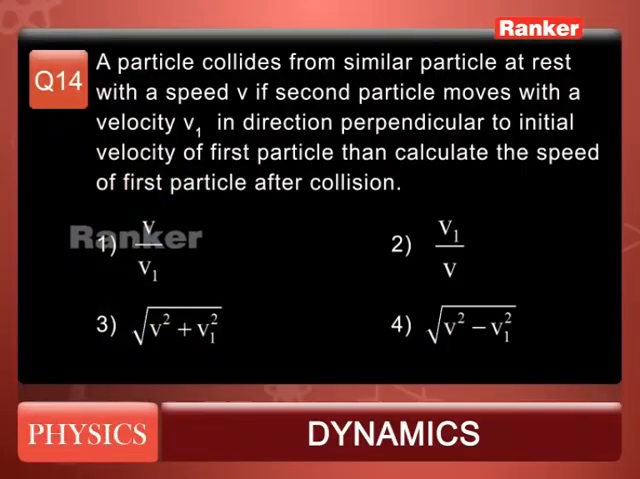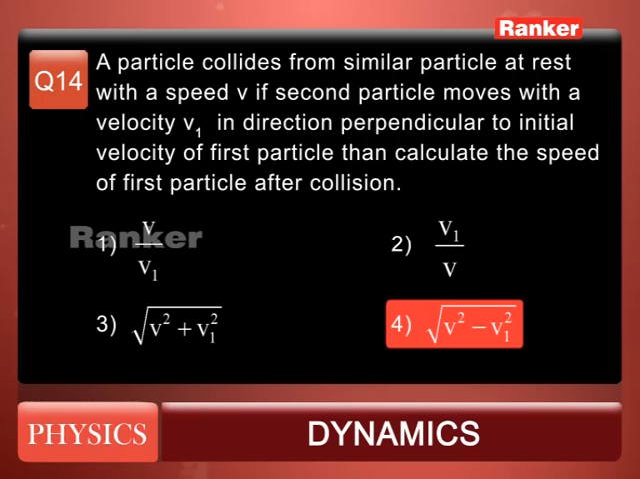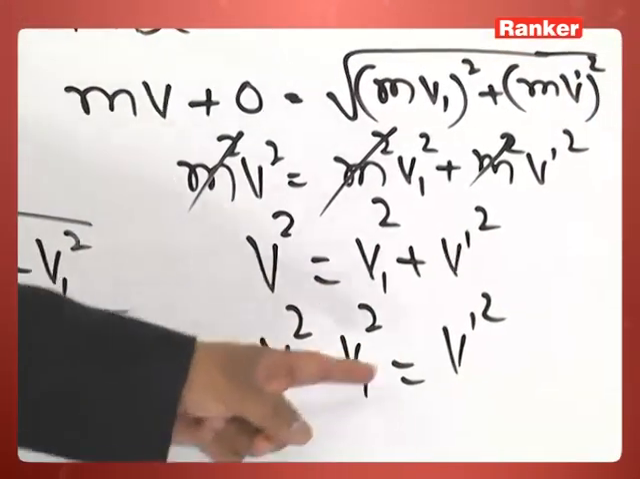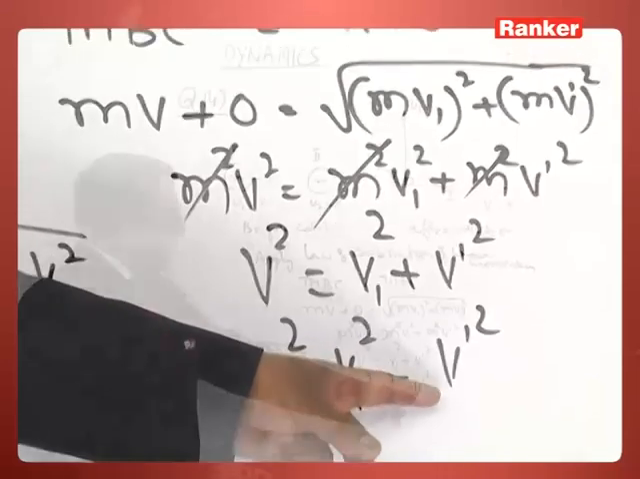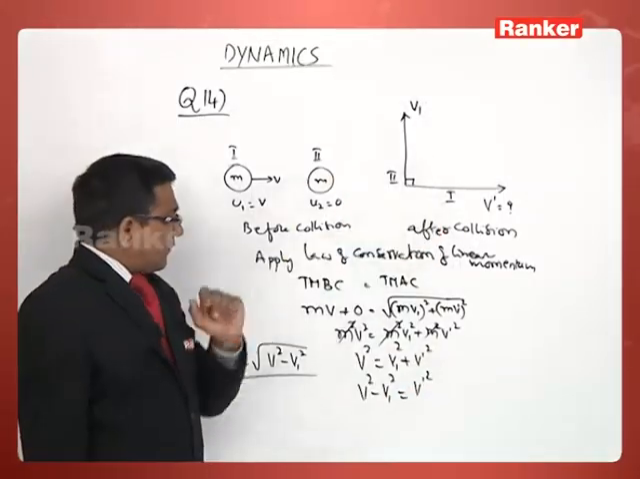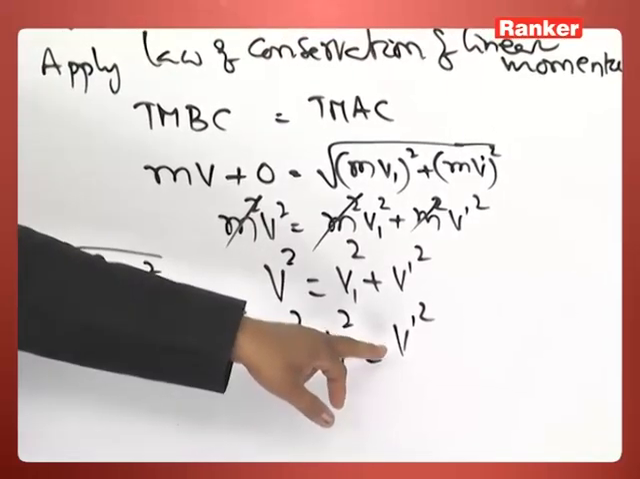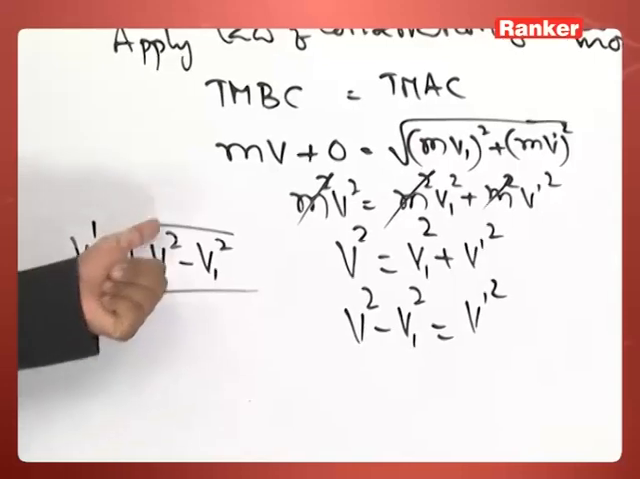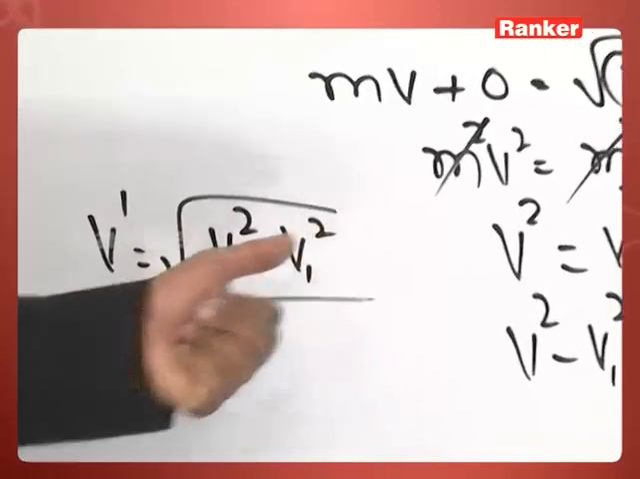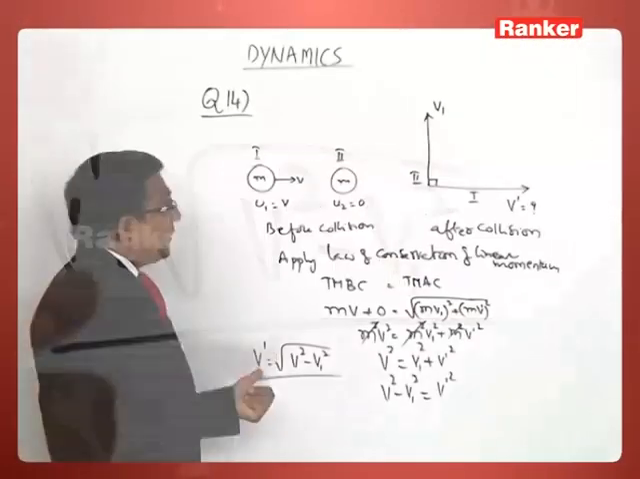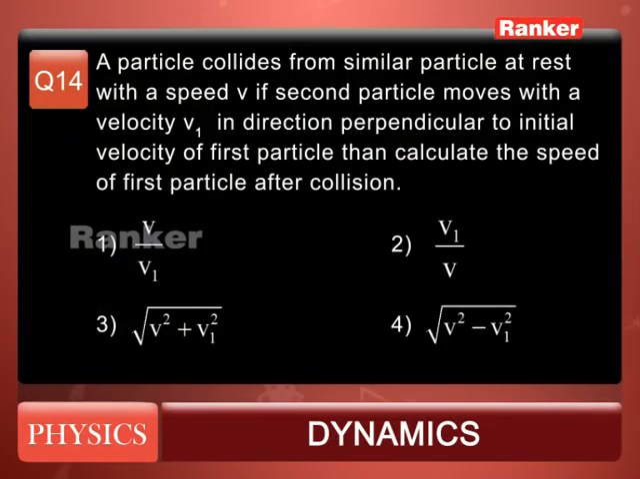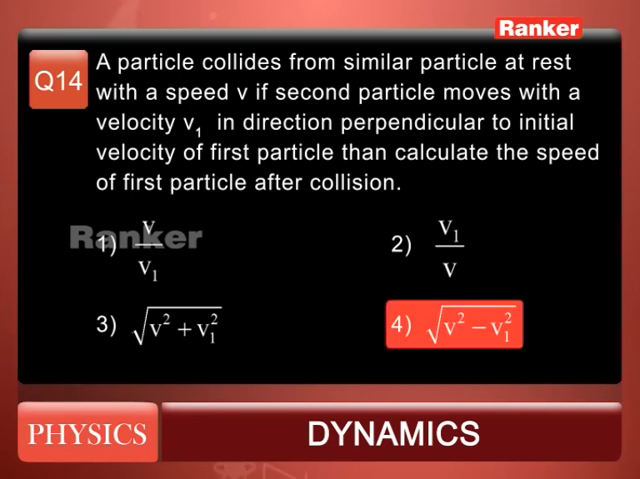In the options, the third option is v square plus v1 square. So if you simplify, v square minus v1 square is v prime square, where v prime is the velocity of the first particle after collision. Taking the square root, v prime is root of v square minus v1 square. So this will be the velocity of the first particle after collision. In the options, the fourth option is root of v square minus v1 square. So the fourth option is the correct answer.